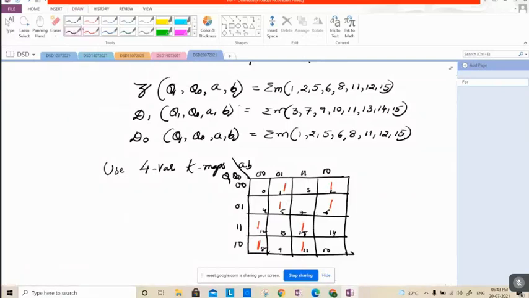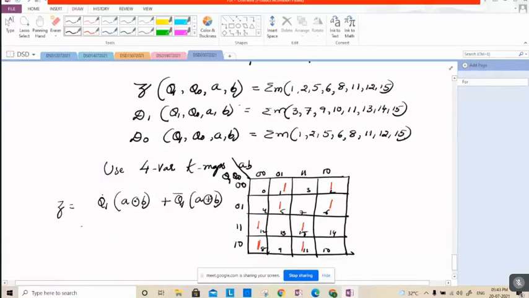What is the expression for this? Q1 into A XNOR B plus Q1 bar into A XOR B. That is Q1 XOR A XOR B.